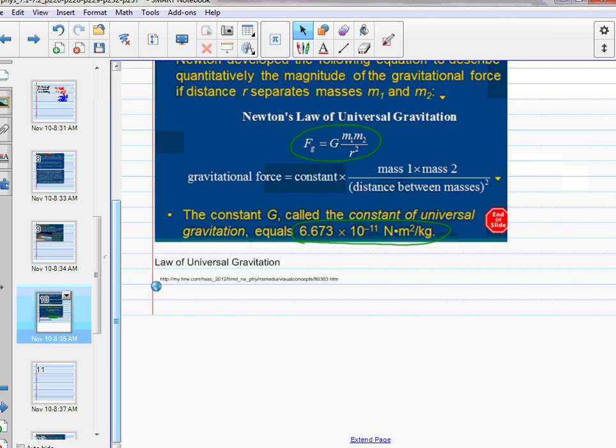Gravitational force equals the universal gravitational constant times mass 1 times mass 2 divided by the distance between them squared. We call it R for radius because if they're orbiting, the distance to an object that is orbiting would be a radius distance. So that's why we use R for the distance instead of D.